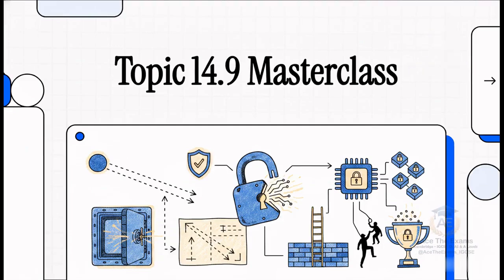We're targeting topic 14.9: encryption, access rights, permissions, and firewall configuration. But we're not just reading textbook definitions today. No, we are assembling a team of cognitive specialists to pull off the perfect answer heist. I want you to imagine two completely different students taking the exact same exam right now. Let's call them Alex and Sam.